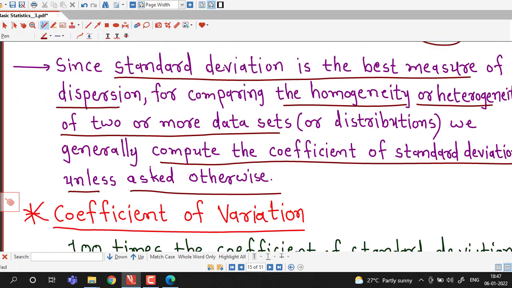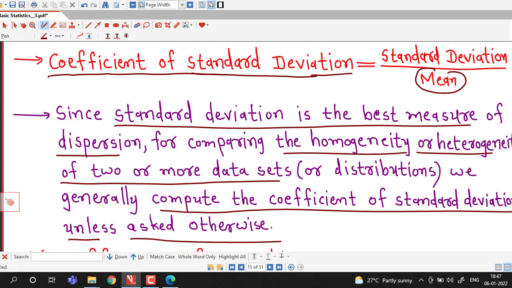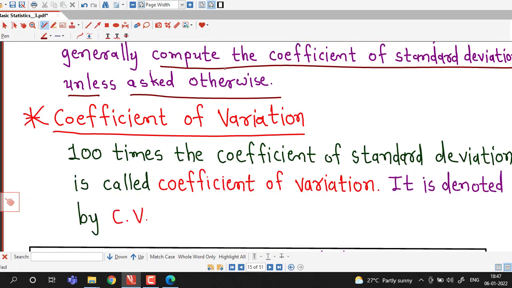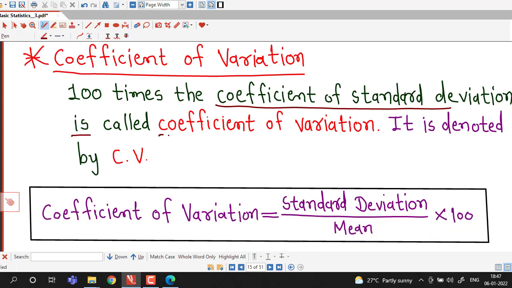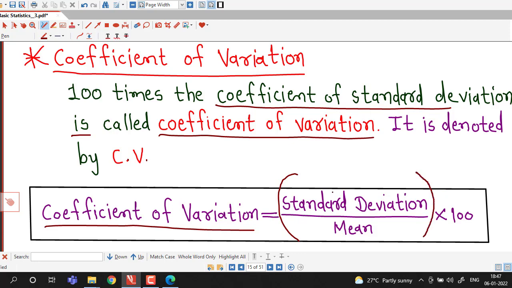Now generally coefficient of standard deviation is expressed in terms of percentage. So if we multiply coefficient of standard deviation by 100, then whatever coefficient we obtain is known as coefficient of variation, and it is denoted by simply C.V. That is, coefficient of variation equal to standard deviation divided by mean, multiplied by 100. This is nothing but coefficient of standard deviation into 100. So coefficient of standard deviation multiplied by 100 is coefficient of variation.